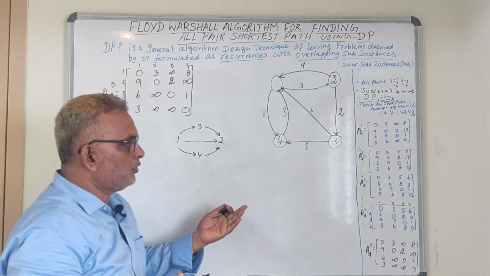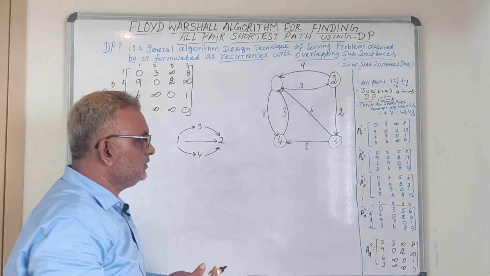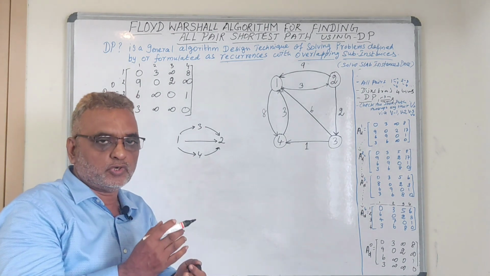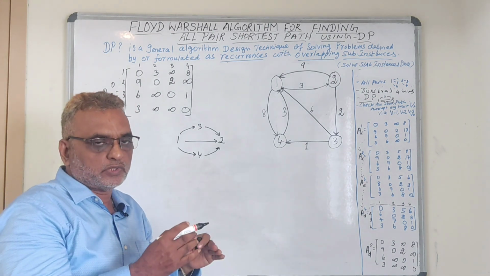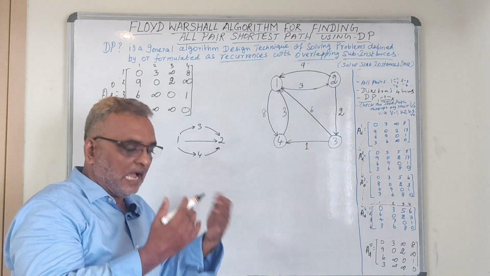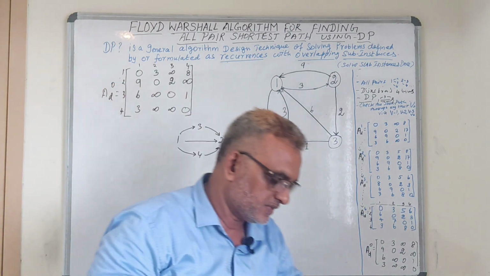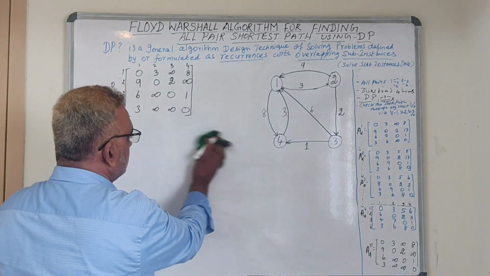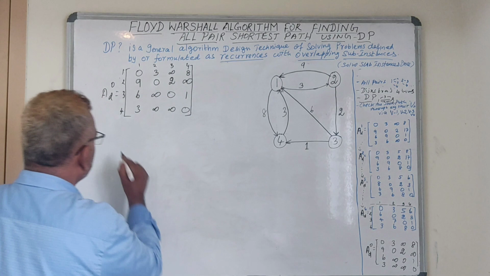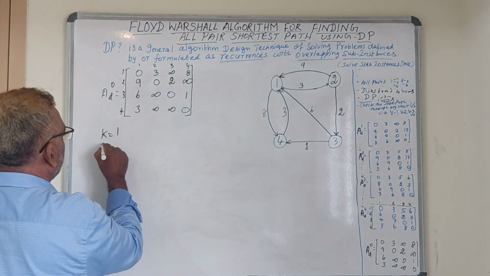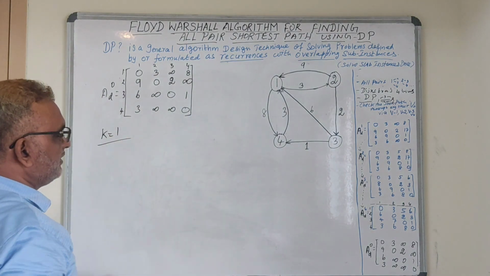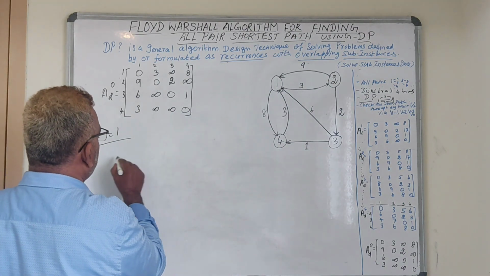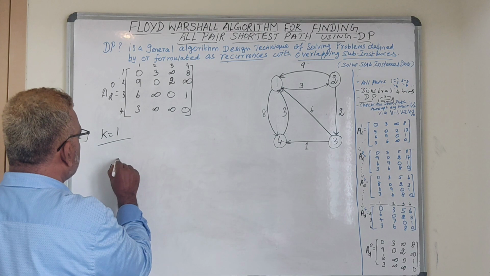So what we are going to do is consider each vertex as an intermediate or pivot vertex in order to construct the other adjacency matrices. In that way you are going to consider each vertex as an intermediate vertex, in which let us consider vertex 1 as the intermediate vertex. Now we are going to construct the adjacency matrix, that is AD1.